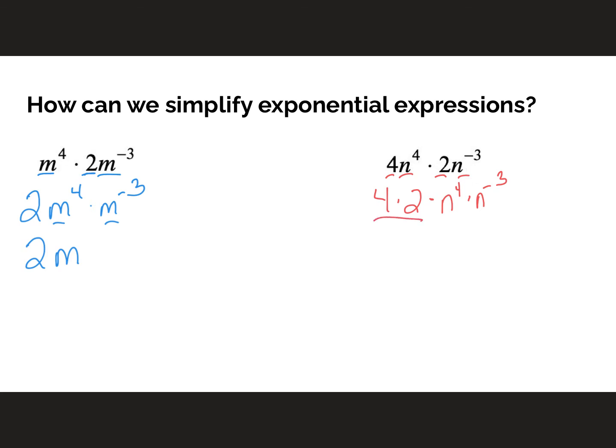Well, 4 times 2 is easy. That just becomes 8. N to the 4th times n to the negative 3rd. Again, we're going to add our exponents. 4 plus negative 3 just becomes 1, so this just becomes an n. Again, there's a 1 there. We don't write it. Nice and simple, right? Let's try a few more.